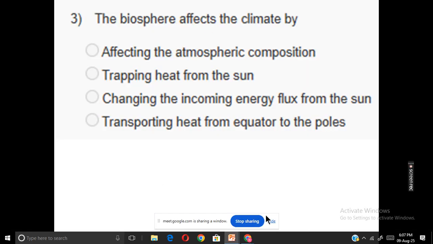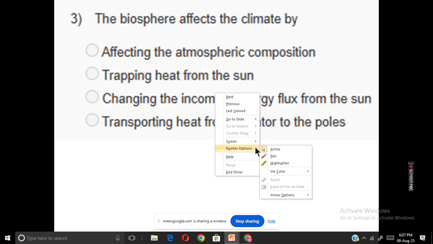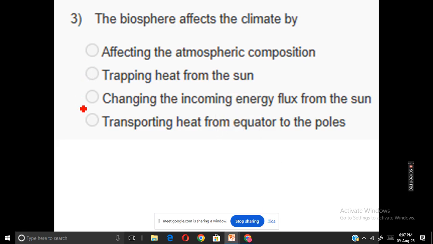The third question is: the biosphere affects the climate by affecting the atmospheric composition, trapping heat from the sun, changing the incoming energy flux from the sun, or transporting heat from the equator to the poles. The biosphere, we know, is basically the sphere where all of us live, including plants, animals, and us humans. So what exactly does the biosphere do? How is it actually affecting the climate?